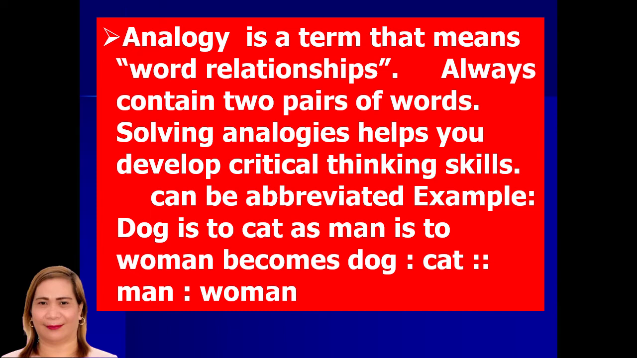So when we say word relationships, they contain two pair of words and they usually solve analogies that help you develop critical thinking skills. So analogies also can be abbreviated and in the given example, dog is to cat as man is to woman. So we have the given abbreviation, dog is to cat and man is to woman. We have the different types of analogy.